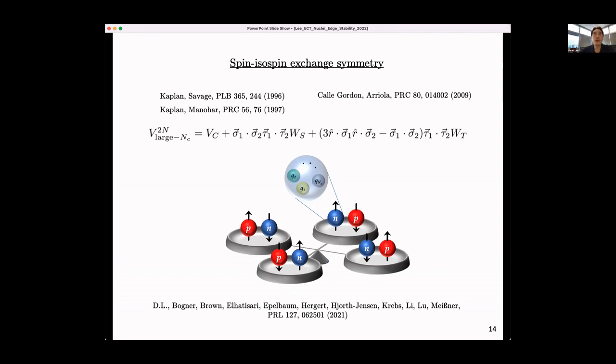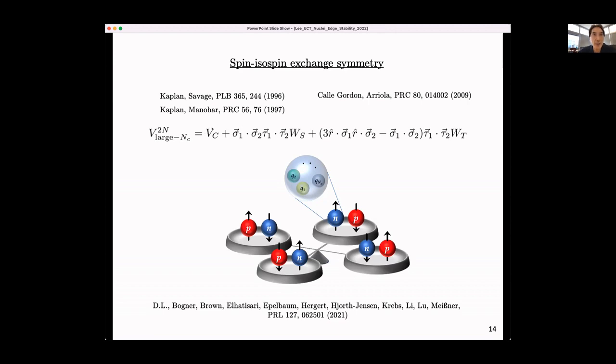And furthermore, you will not have an interaction that involves just sigma or just tau. You will either have no sigmas, remember sigmas for spin, taus for isospin, or you have both spin and isospin at the same time. So you have this underlying spin-isospin exchange symmetry in the sense that wherever you have a sigma, you must also have a tau, or you have neither one. This was first derived by Kaplan-Savage, Kaplan-Manohar, trying to understand the large NC limit of the nucleon-nucleon interaction.